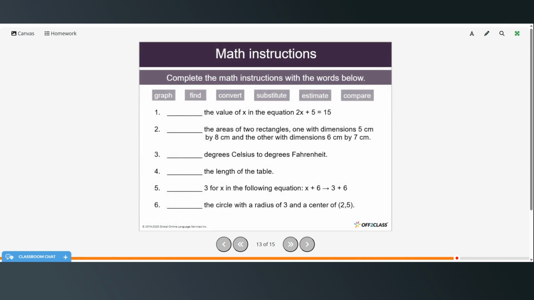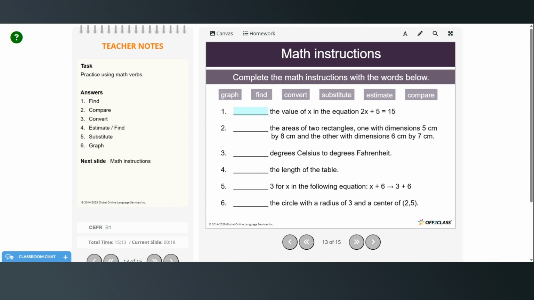Alright, so now see if you can complete the math instructions with the words below. Right, number 1 is find the value of x in the equation 2x plus 5 equals 15. Number 2, compare the areas of 2 rectangles, one with dimensions 5 centimeters by 8 centimeters, and the other with dimensions 6 centimeters by 7 centimeters. Convert degrees Celsius to degrees Fahrenheit.